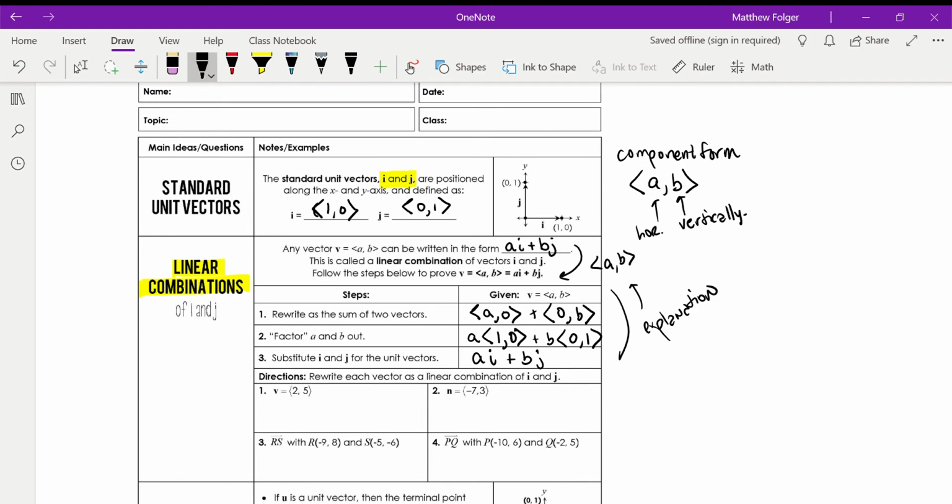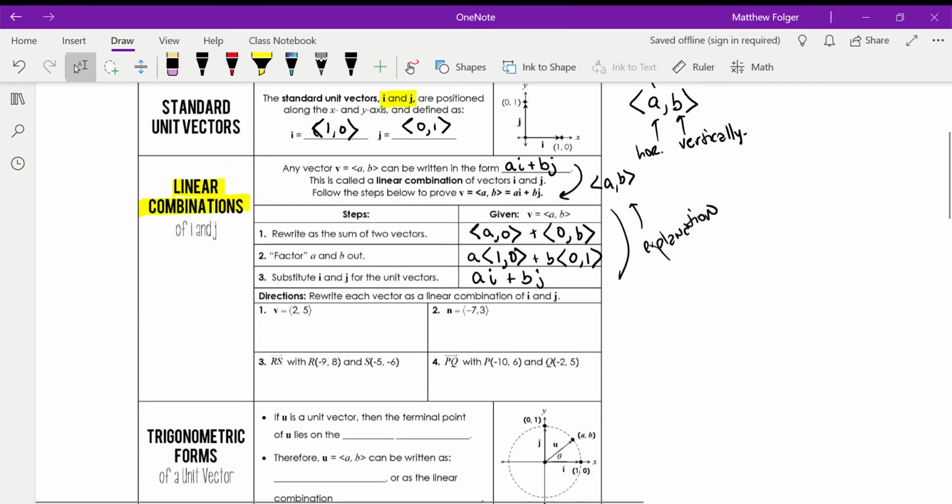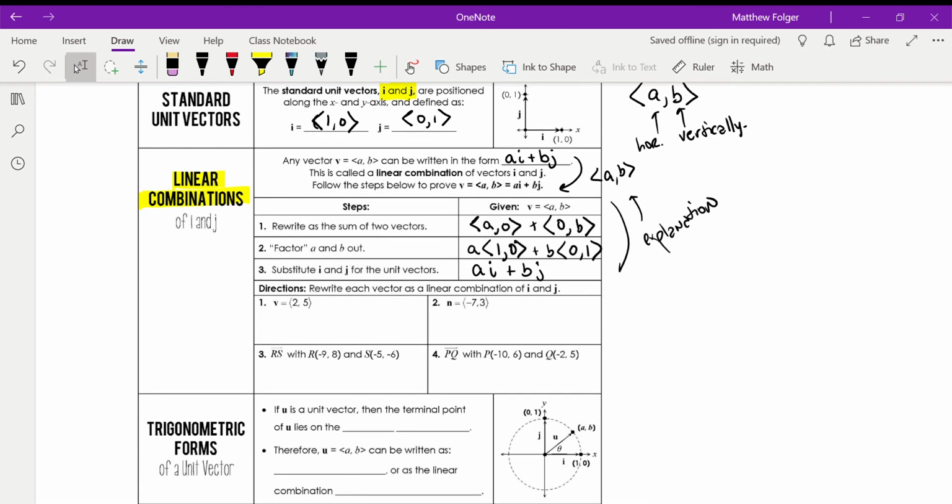Okay, so the first thing we're going to do is really simple. We're just going to convert vectors into this form. So don't overthink it. If you have the vector in component form 2, 5, you can write this as 2i plus 5j. These are the same thing. Basically, the vector component form 2, 5 means you move 2 to the right, 5 up. 2i plus 5j means the exact same thing. And negative 7i plus 3j.